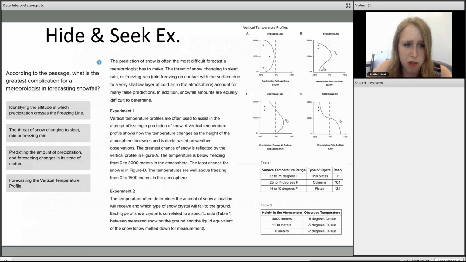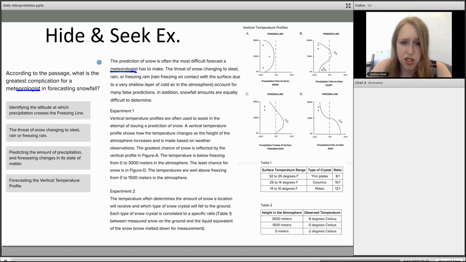Here's an example from this passage. It's telling us, according to the passage, what's the greatest complication for a meteorologist in forecasting snowfall? We're probably going to be looking in the actual written part of the passage, because the data doesn't tell us anything about meteorologists. So I'm going to say meteorologist is a good word. It's a big word, it stands out. Let's find that word. Great, we see meteorologist in the first sentence of the passage. The prediction of snow is very difficult. And why is it difficult?